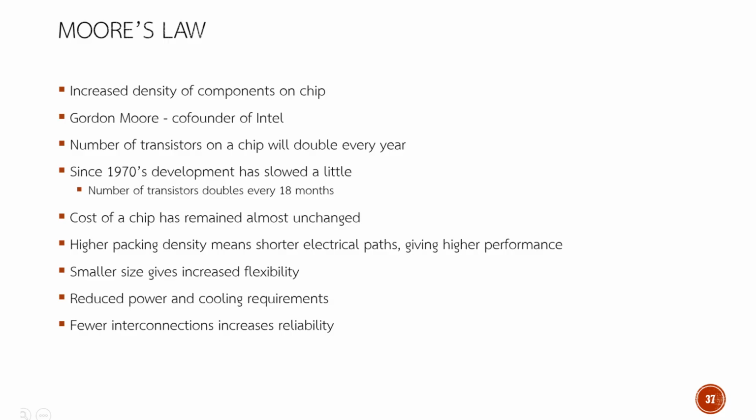Moore's Law. It explains the increased density of components on a chip. Described by Gordon Moore, co-founder of Intel. The number of transistors on a chip would double every year. Since the 1970s, development has slowed a little. The number of transistors doubles every 18 months. The cost of a chip has remained almost unchanged.